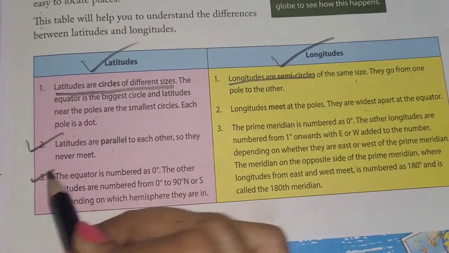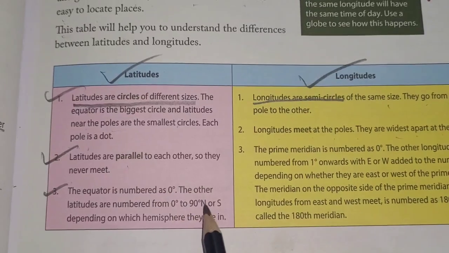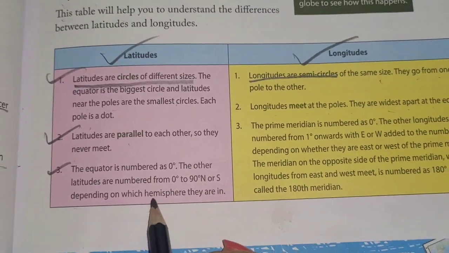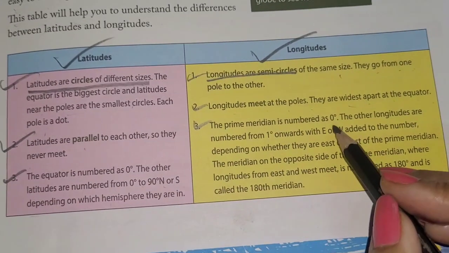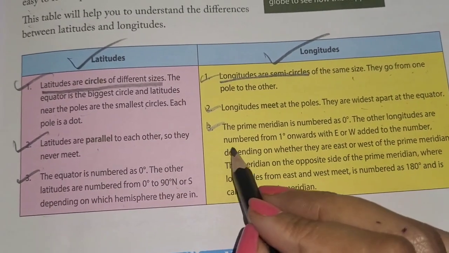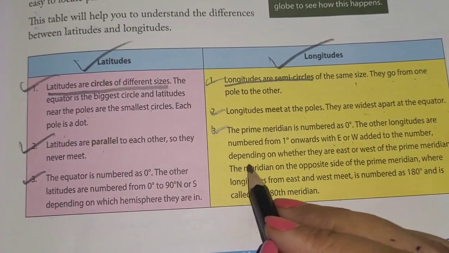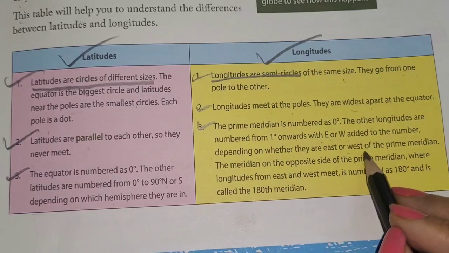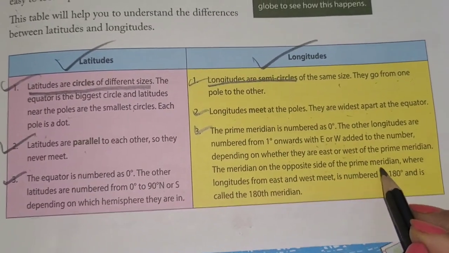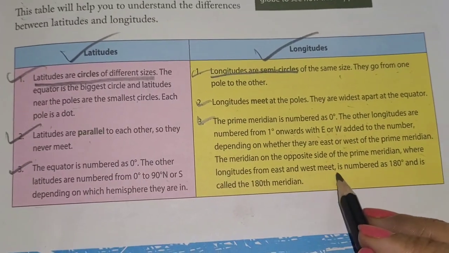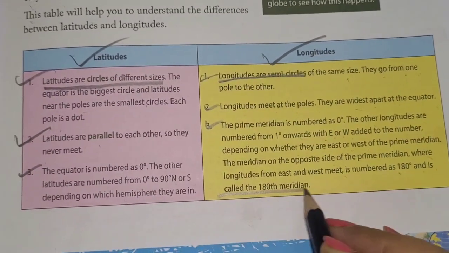The equator is at the widest part of the earth. The equator is numbered 0 degree, and the other latitudes are numbered from 0 degree to 90 degree north or south, depending on which hemisphere they are in. The prime meridian is numbered as 0 degree. The other longitudes are numbered from 1 degree onwards with east or west added to the numbers, depending on whether they are east or west of the prime meridian. The meridian on the opposite side of the prime meridian, where longitudes from the east and west meet, is numbered 180 degree and is called the 180th meridian.